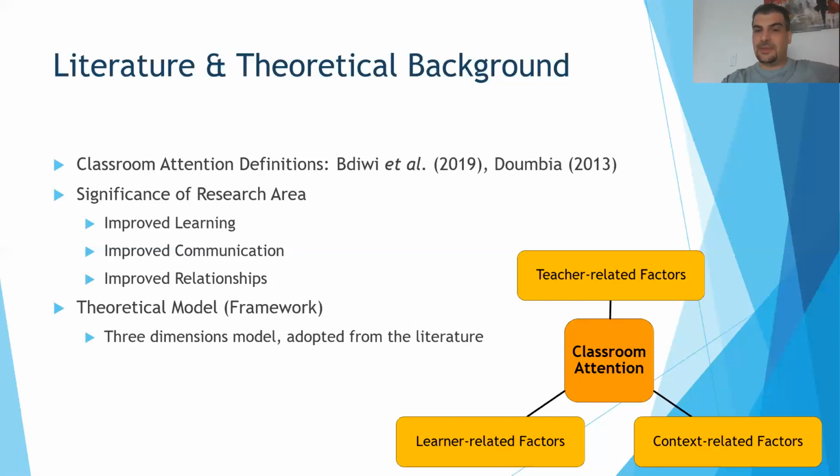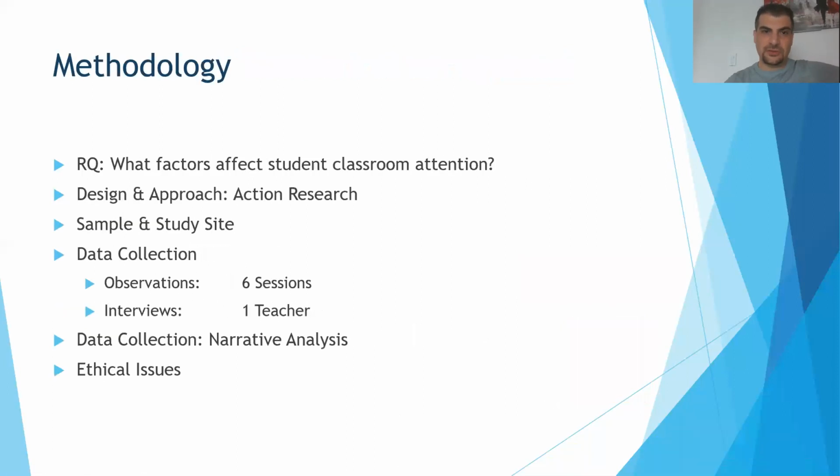Now, for my study, I searched for a theoretical model. I found some. However, what I understood from different models in the literature is that whenever we talk about classroom attention, there are three major dimensions or groups of factors. Some of the factors relate to the teacher, some relate to the learner themselves, and some other factors relate to the context.